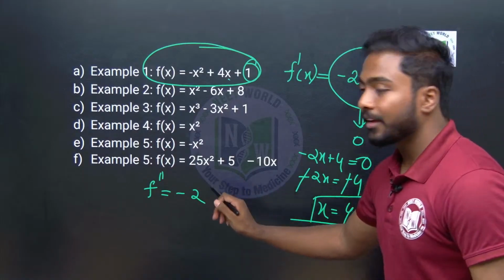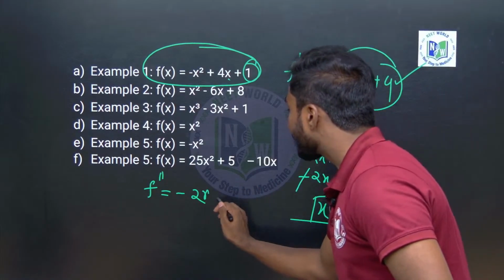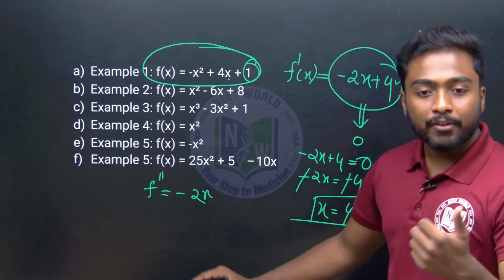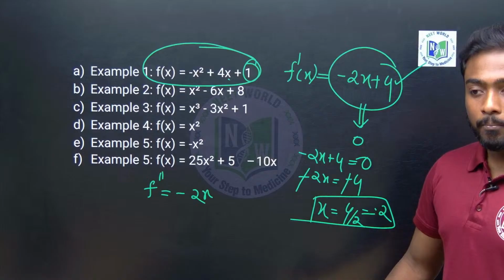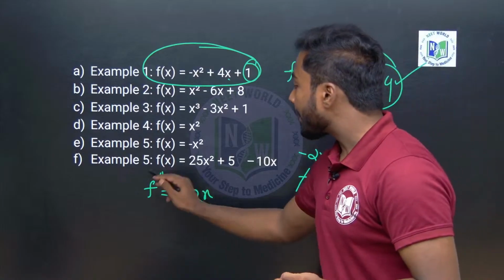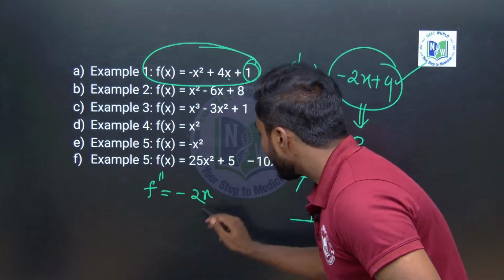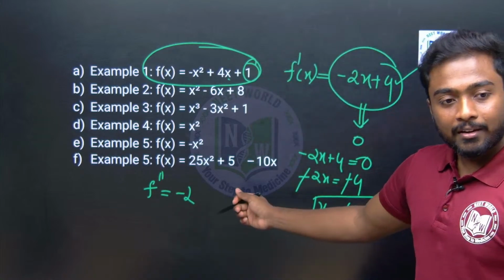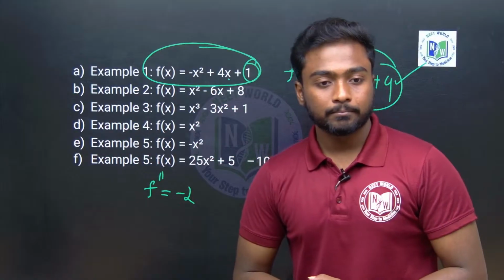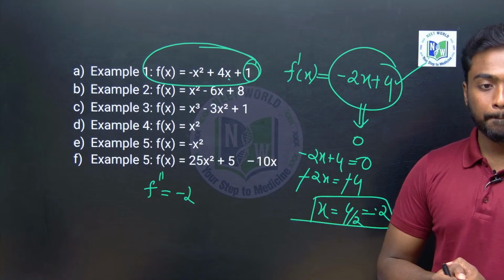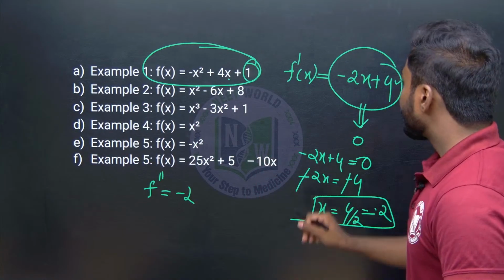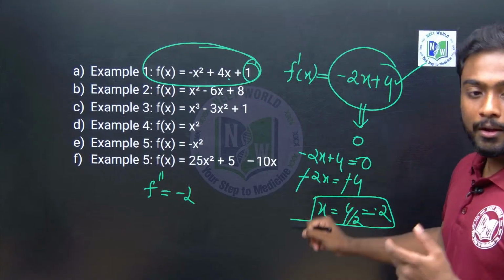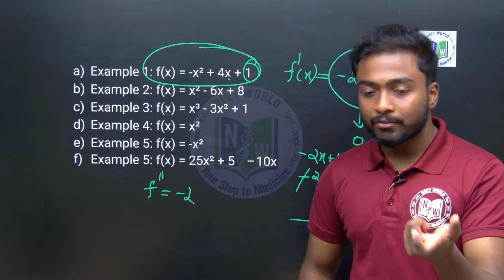If x is there, for example minus 2x, I would take the value 2 there and I will get some value. If I get a negative value, it is a maximum function. Here I got minus 2, so I can say directly it is maxima. Understood?